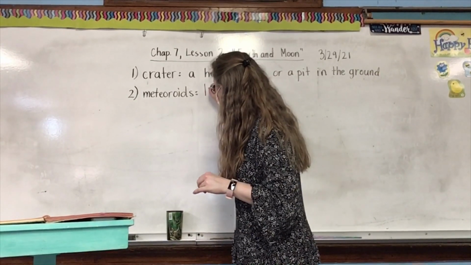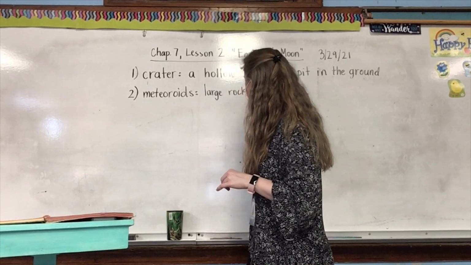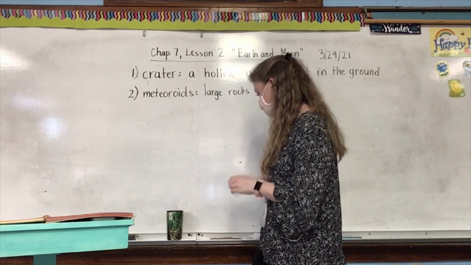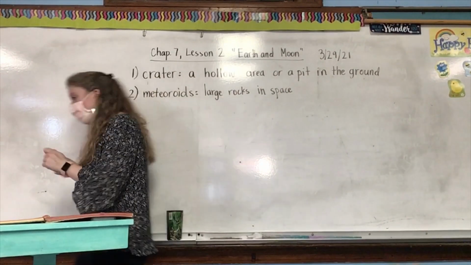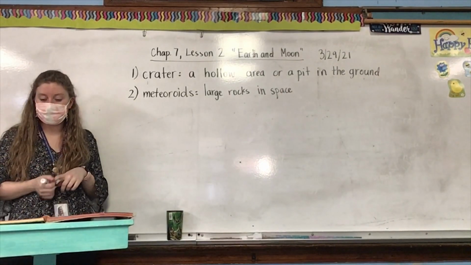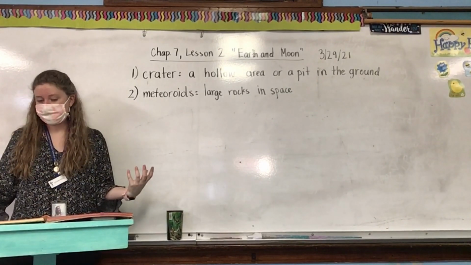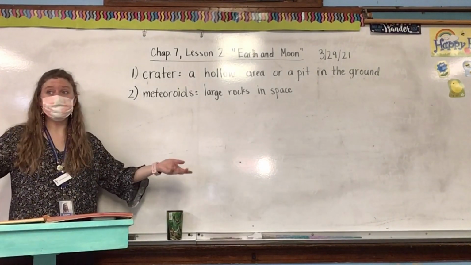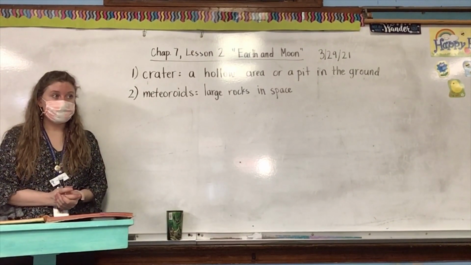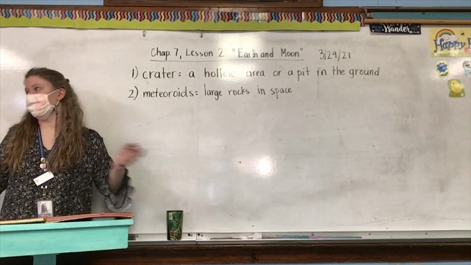They are large rocks in space. So we wouldn't go on a walk and find a large rock and call it a meteoroid, because a meteoroid is not just a large rock, it's a large rock that is in space. And they sometimes fall and they hit the moon's surface or the Earth's surface or another meteoroid.